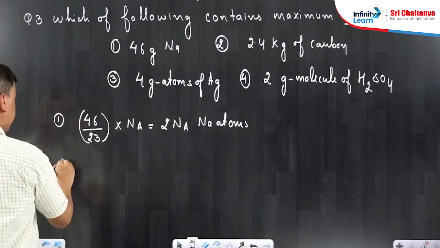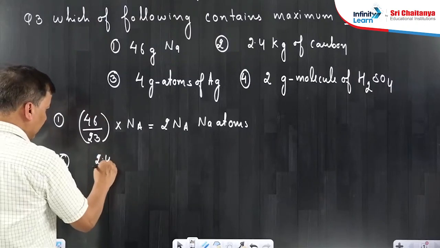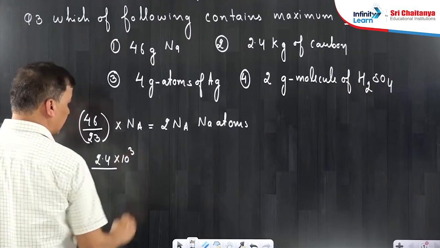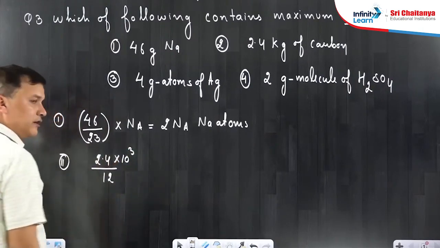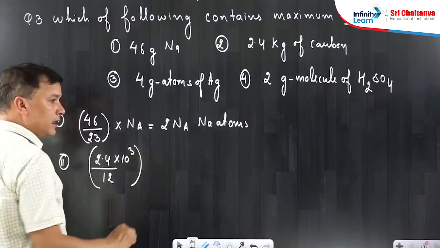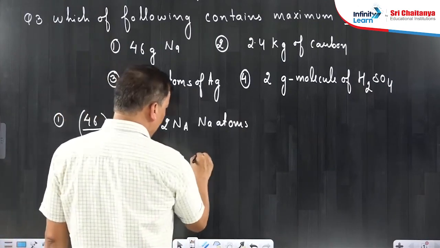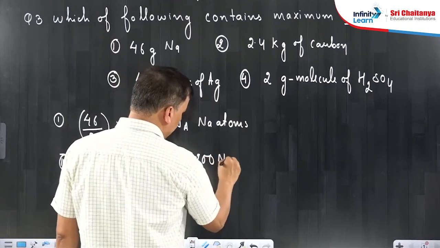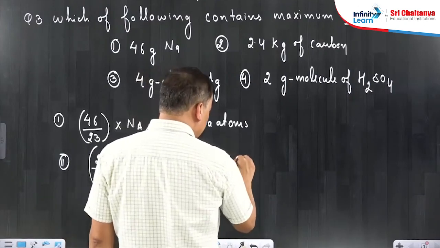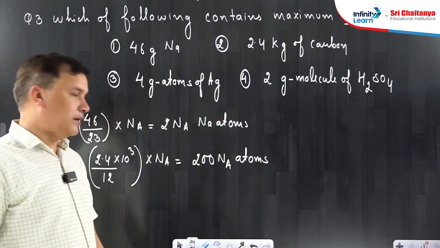Now number 2. My dear friend, we are given here 2.4 kilogram. Kilo means 10 raised to power 3, upon 12. Are you understanding or not? That is number of moles into Avogadro's number. So this will be 200 Na atoms are there. Na means 200 mole atoms are there.